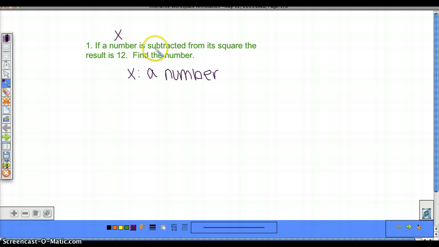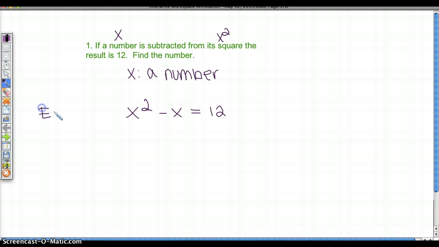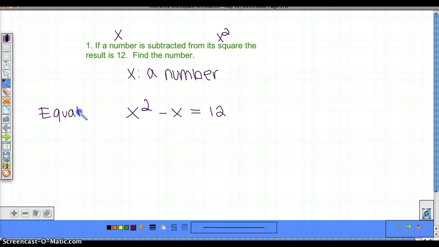And when it says is subtracted from its square, its is referring back to x, so its square would be x squared. So when it says a number is subtracted from its square, that means we have x squared minus x. The result is 12, so x squared minus x equals 12. And if you notice, our equation is set up to factor and solve.